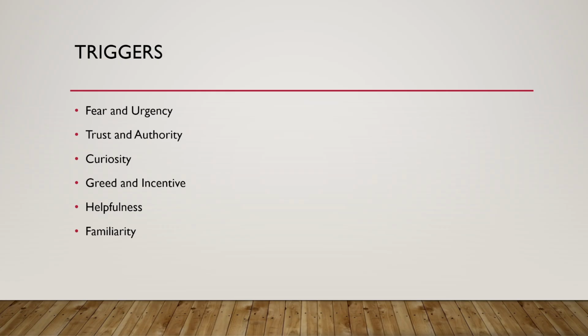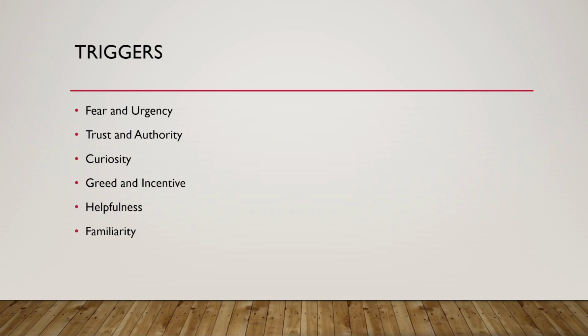Second to last one is helpfulness. Social engineers often take advantage of people's natural inclination to be helpful. We want to be helpful. That's what we're doing in our jobs. So they may pose as someone in need or someone pretending to be a colleague so that they can get what they need to bypass security protocols or steal sensitive information.